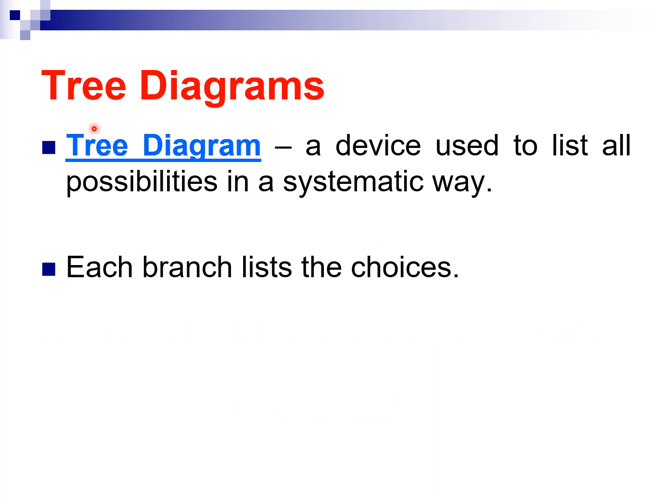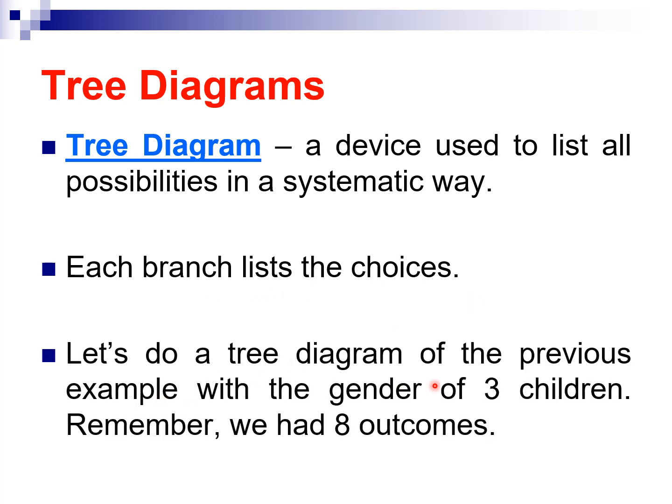Then later on, we shall have the tree diagram for that particular problem. So what is a tree diagram? A tree diagram is a device used to list all possibilities in a systematic way. Each branch lists the choices. So let's do the tree diagram of the previous example with the gender of 3 children. Remember, we had 8 outcomes.